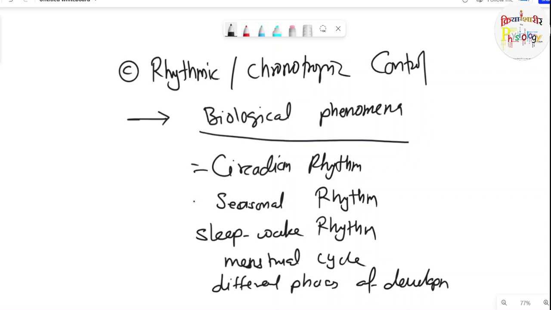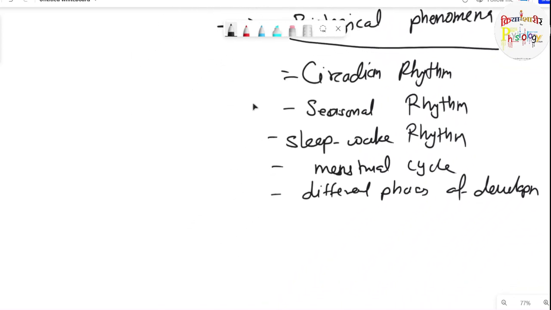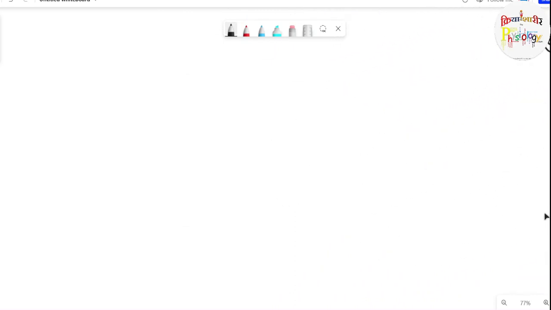Okay. So these are the biological phenomena which are occurring continuously in our body, and according to these biological phenomena, these hormones get secreted according to this rhythm. Okay, so we will see the examples.